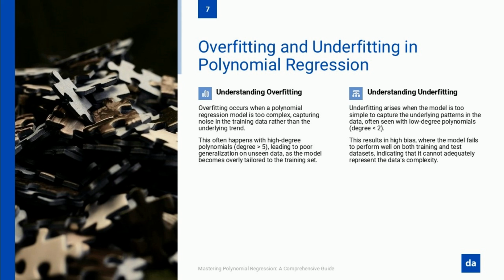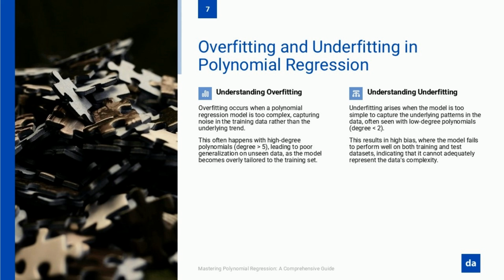Overfitting occurs when the polynomial degree is too high. Instead of learning the general trend in the data, the model starts to memorize individual data points, including noise and outliers. This leads to a situation where the model performs extremely well on training data, but fails to generalize to new unseen data. Overfitted models tend to have very low training error, but high error on test data, meaning they are not reliable for making predictions beyond the dataset they were trained on.